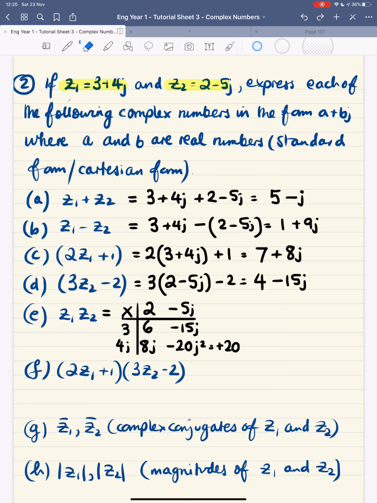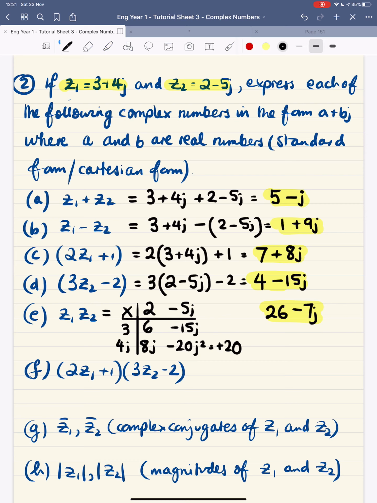So our answer is, the reals are 6 plus 20, which is 26. And the imaginaries are 8 minus 15, which is minus 7j. Let's get some answers. There's one answer, there's another, and another.